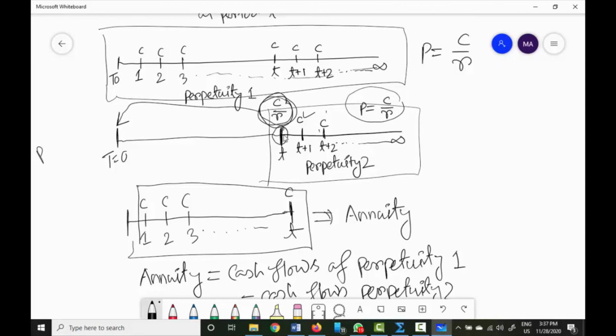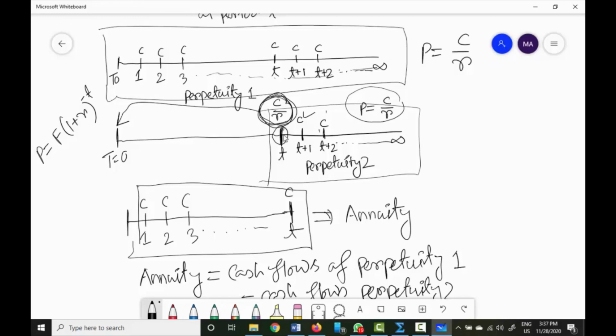So now we will apply this formula. Since you are moving back, you will apply the present value formula. But since this one is a single cash flow now, C by R is a single cash flow. So we will apply this formula. This is not an annuity anymore.